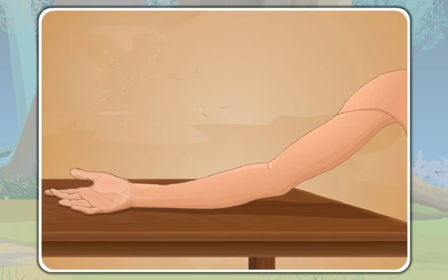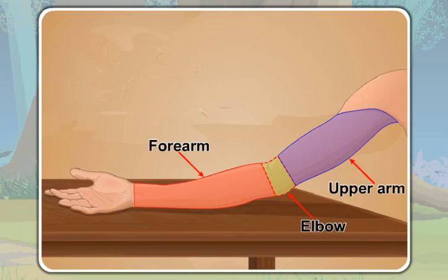Students, you all know that this is a human arm. This part of the human arm is known as the elbow. Now, look at these two parts. This is the forearm and this is the upper arm. An elbow joins the forearm and the upper arm together, doesn't it? So, an elbow is a joint.